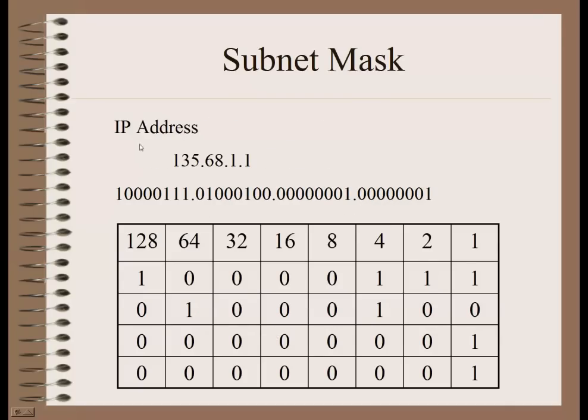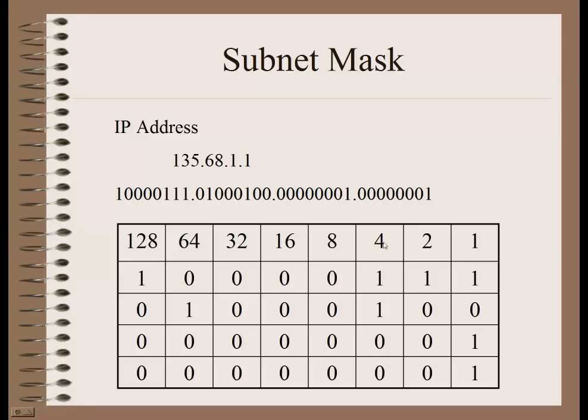Next here I have an IP address. This is 135.68.1.1. This was the network address that was used in that first illustration. Now I've represented this IP address down here by binary numbers. These binary numbers, again, we look at each octet here as just 8 bits. So the first octet, 135, can be represented by setting the 128-bit high and then also setting the 4, 2, and 1.